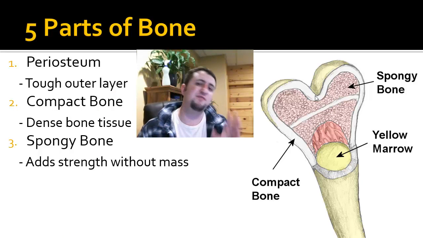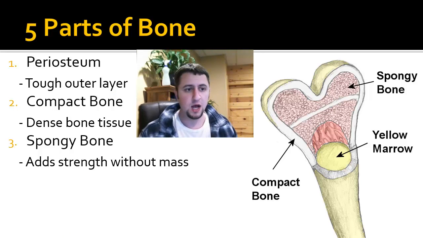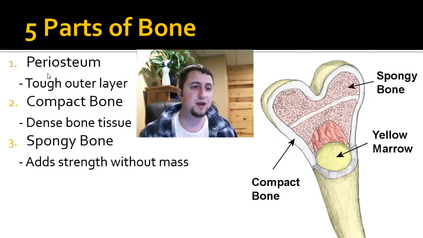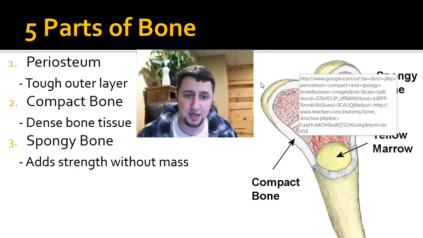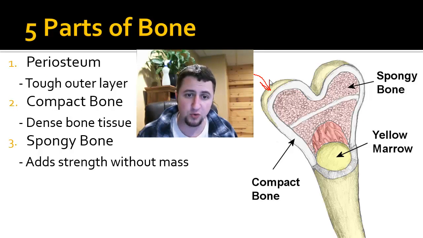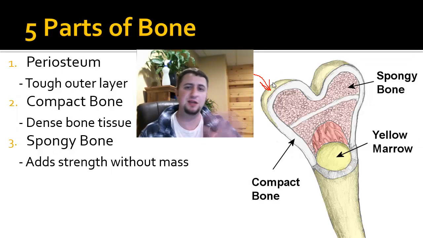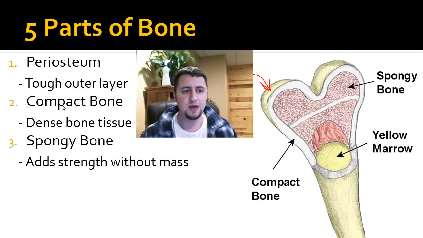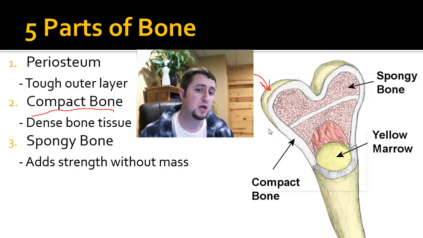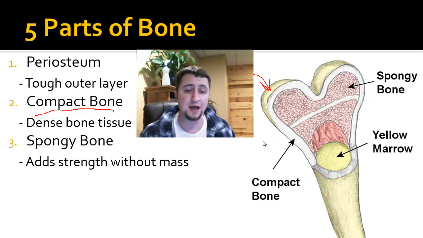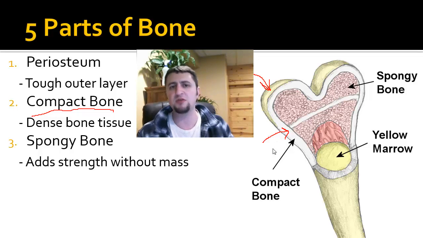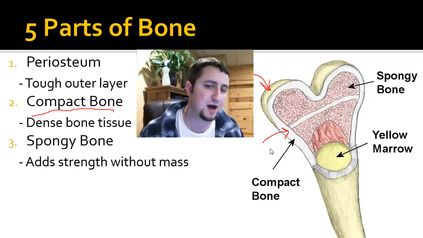There are 5 major parts to the bone. The first part is called the periosteum. That is the outer covering of the bone. That is just the outer surface. The next part is the compact bone or the dense bone tissue. That is the underneath of the periosteum. That is the bone right here. Primarily when you think of bone, you're probably thinking of the compact bone.